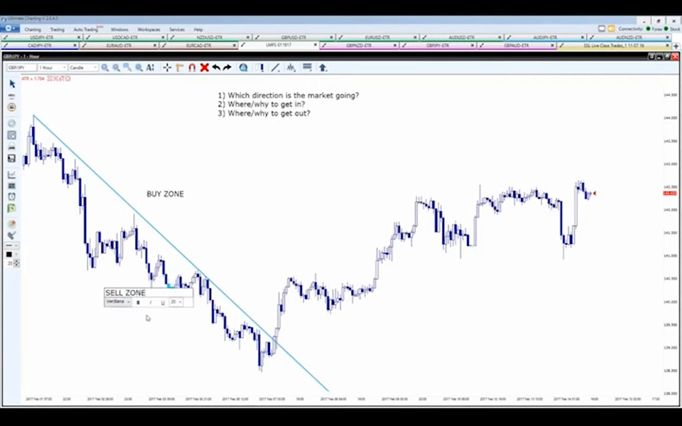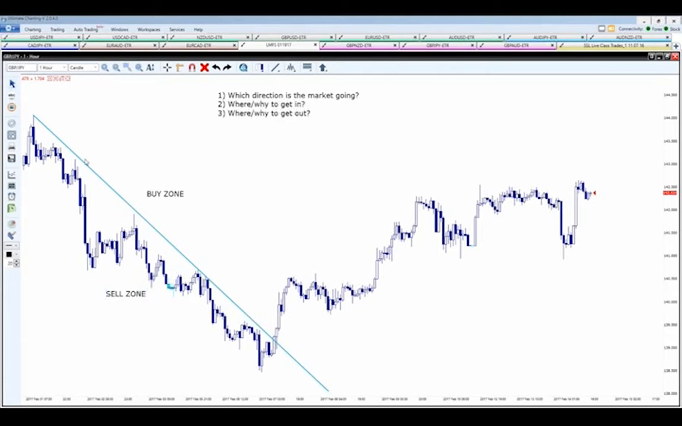What that means is that when we are below this trend line, the market keeps coming up, kissing that trend line, but keeps going down. This is the sell zone, where it keeps selling the market until right here, when the market then breaks above this trend line and goes back into the buy zone. So as you can see right here, we're in the buy zone, so we're looking for buying opportunities. That helps to answer question number one. Which direction is the market going?